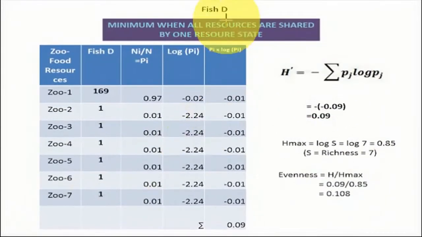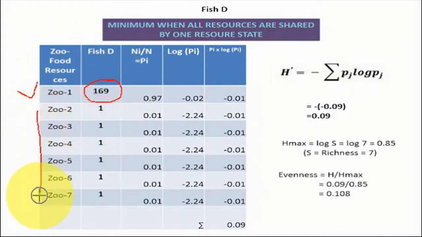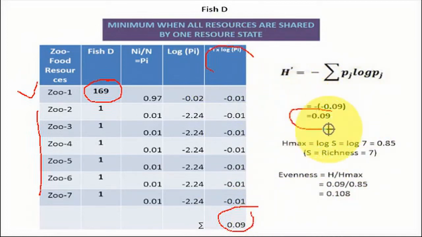In case of fish D, you can see that only one species, that's zooplankton 1, is highly dominant, 169 numbers, and the rest of the species are very low, 1 each. So there the total of the product, that is pi into log pi, this product is 0.09, and in that case the Shannon index is also 0.09. And this is H max. It is the same as in the previous 3 cases, as you have seen for fish A, B, C. Here also it is 0.85, and evenness you will find is 0.108, which is very, very low.